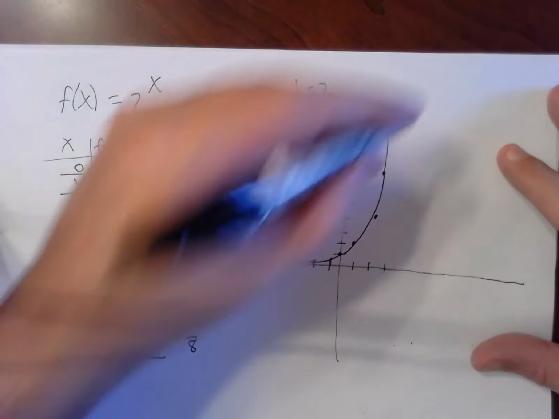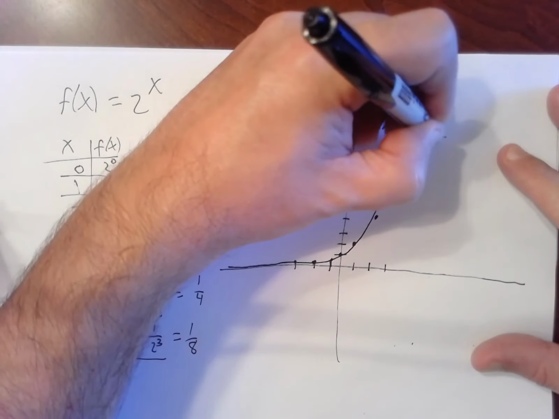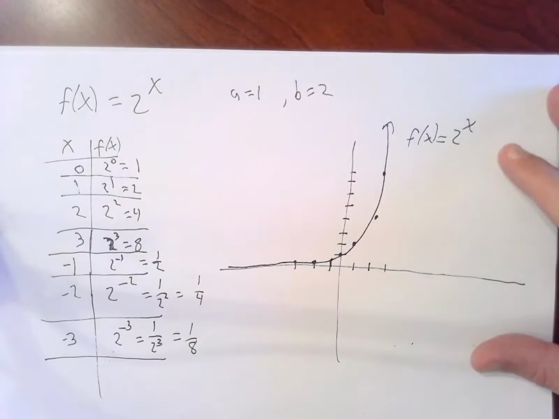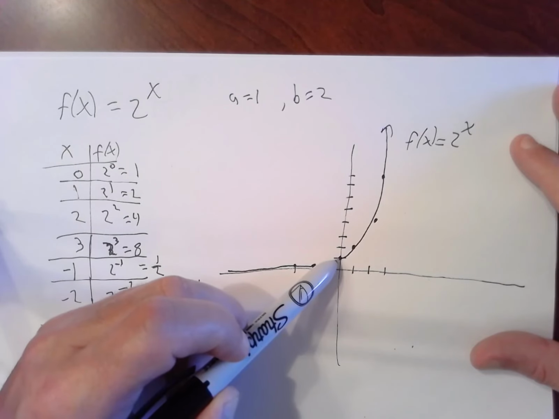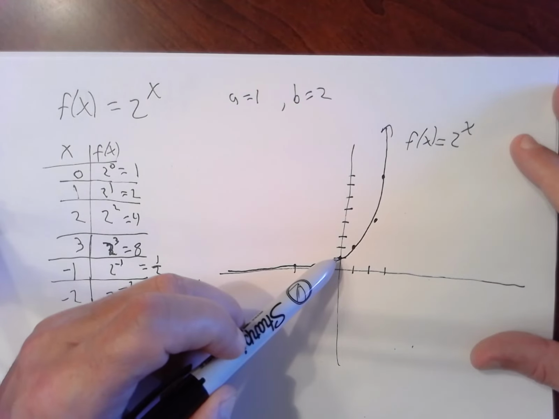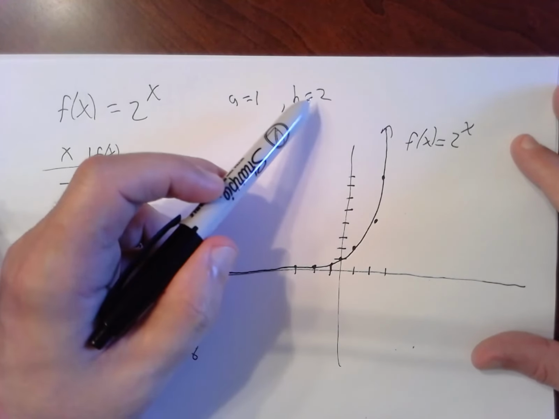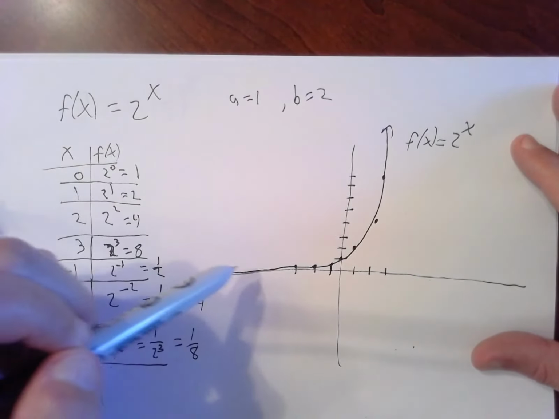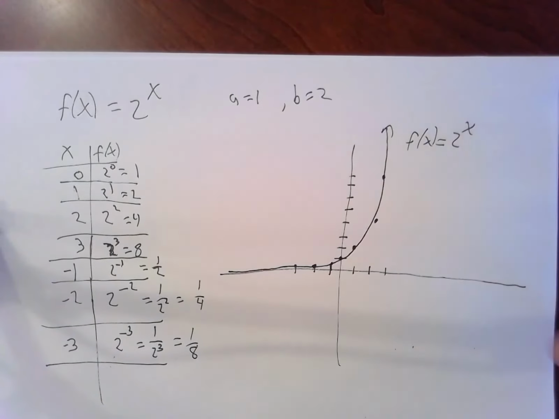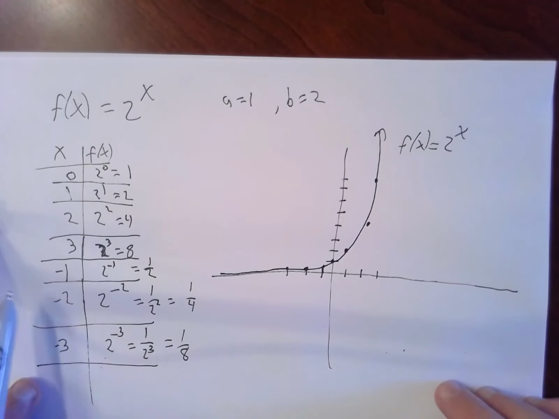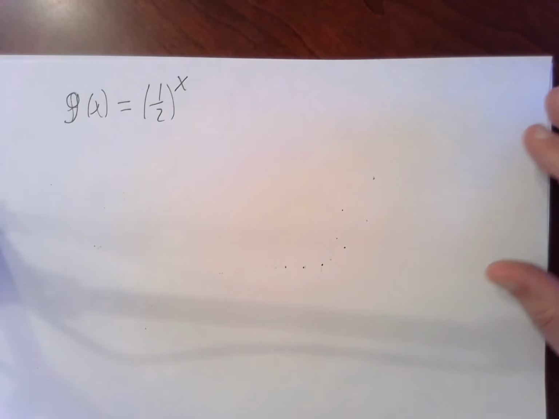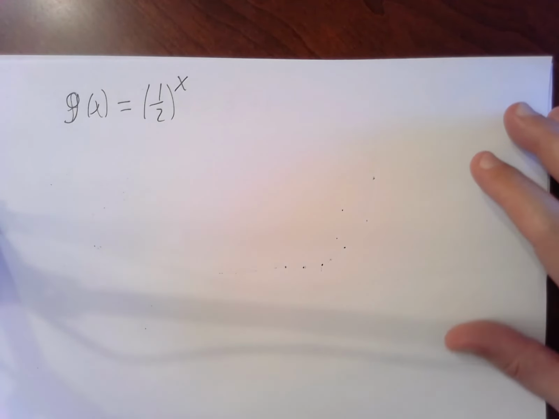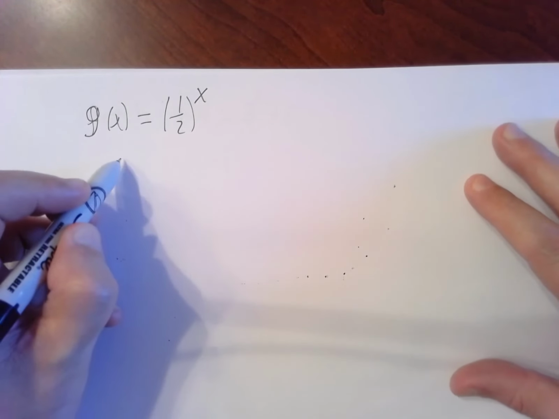There's f of x equals 2 to the x. A is 1, my initial amount. My y-intercept is the point (0, 1). B is 2, that's bigger than 1, so we have exponential growth. Okay, let's look at a completely unrelated example. g of x is 1/2 to the x. Let's make an xy chart again.